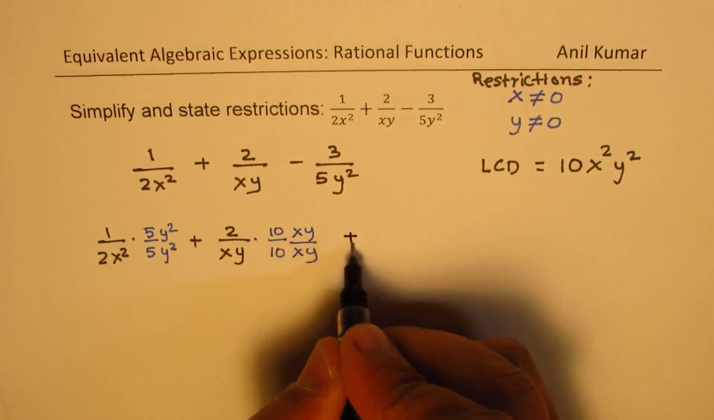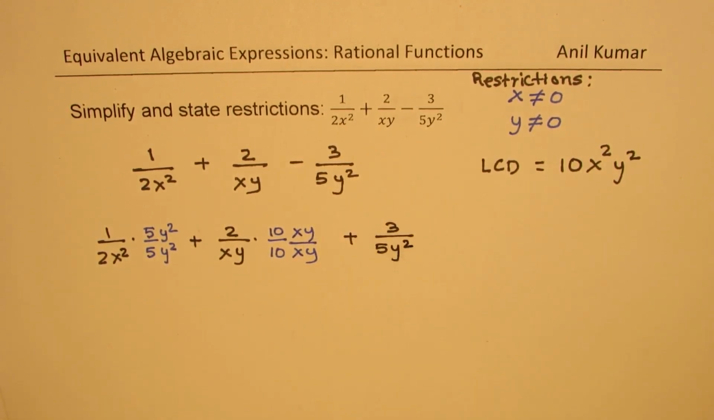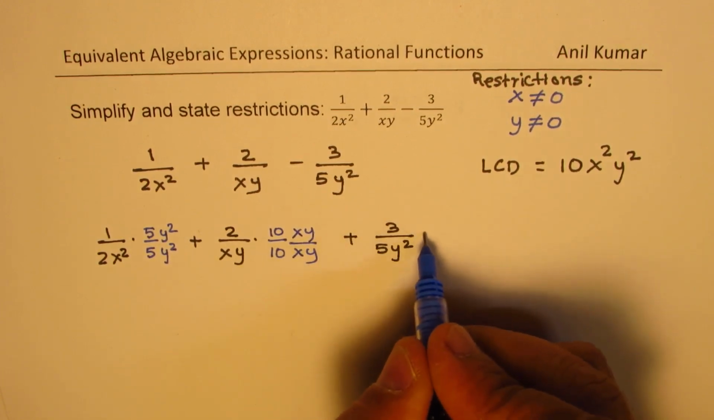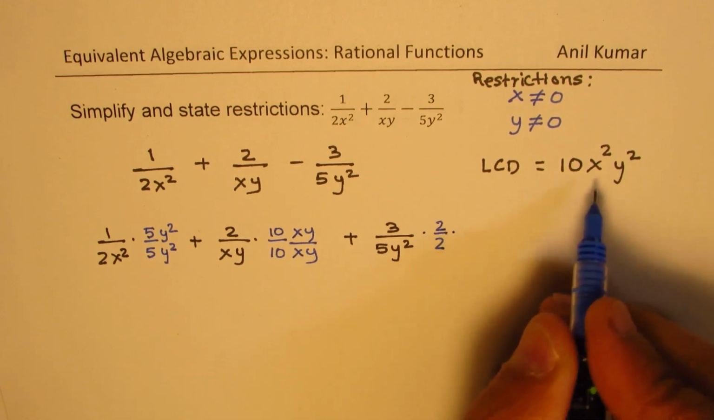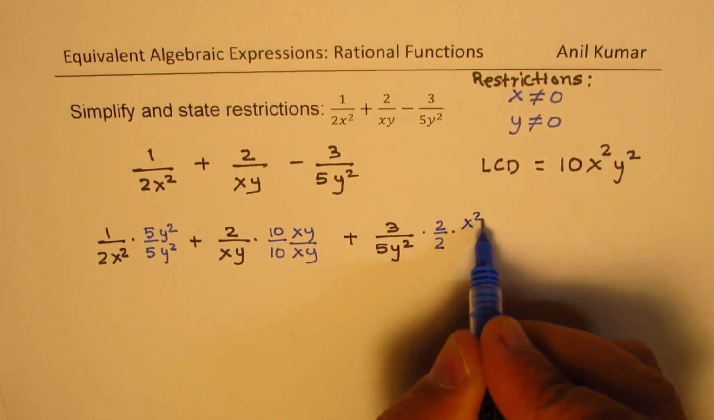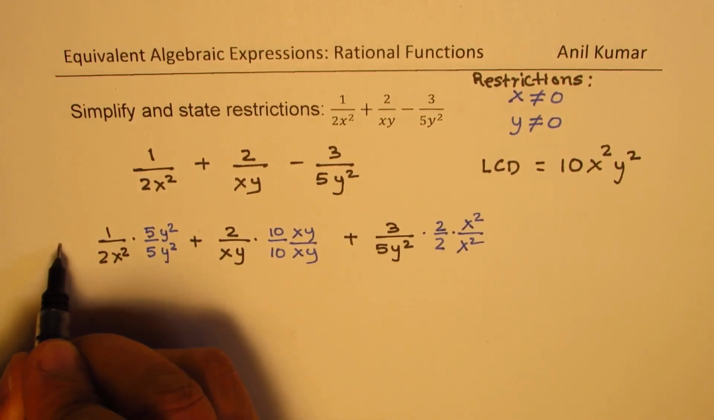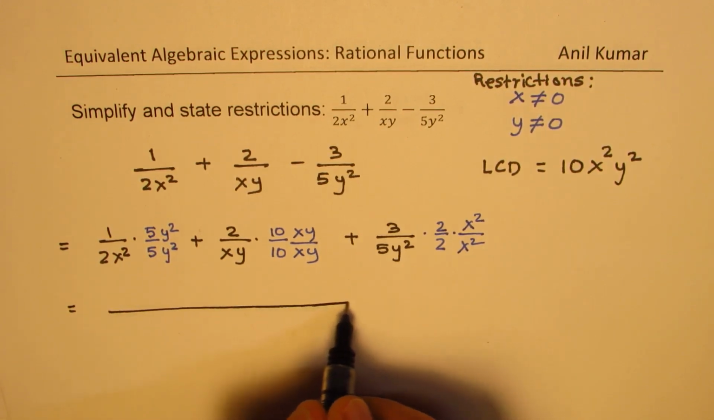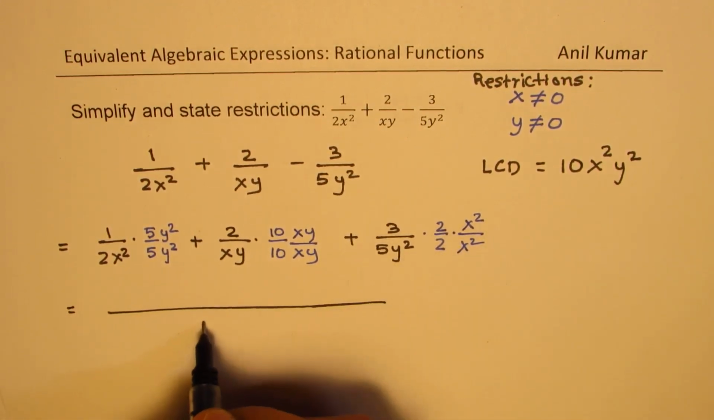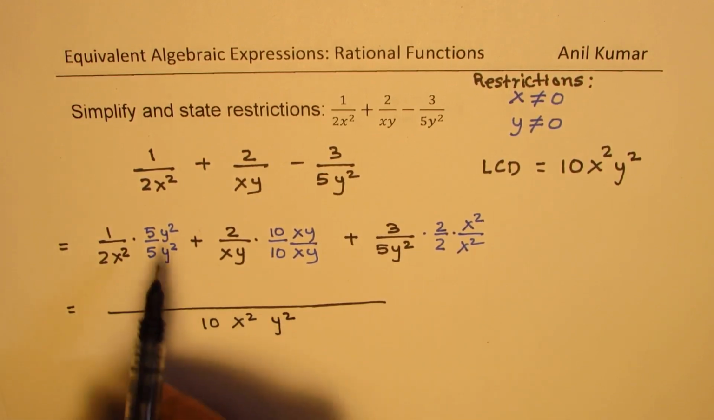The third one, here is 3 over 5y squared. To get 10 in the denominator, we have to multiply and divide by the number 2, and x squared, y squared, x squared is missing, so we'll multiply and divide by x squared. So when you do that, you do get a common denominator, and now the common denominator for us is 10x squared y squared, correct?